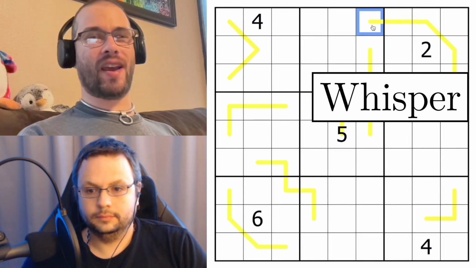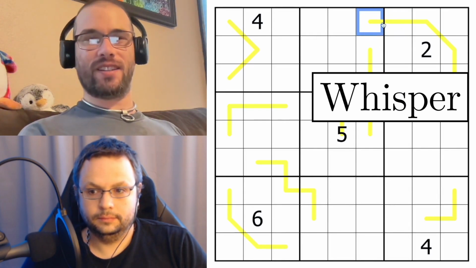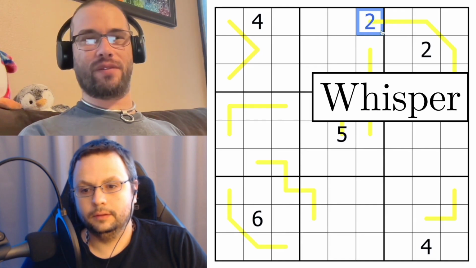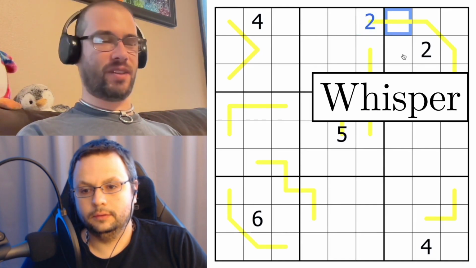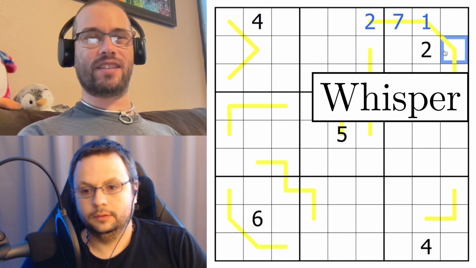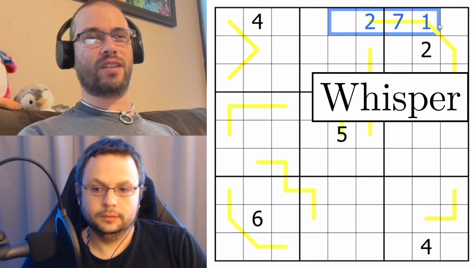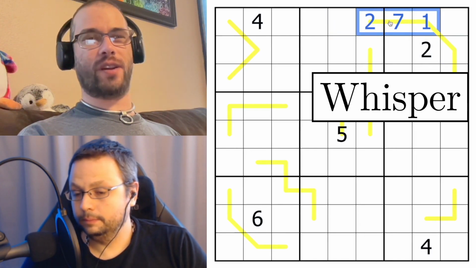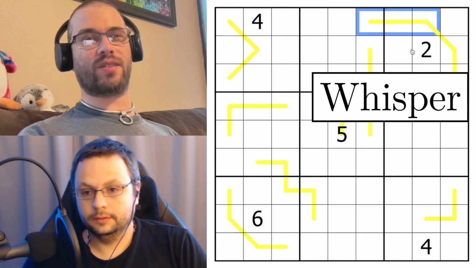The next constraint is a German whispers line, and along a German whispers line, adjacent digits have to differ by at least 5. So if this were a 2, this could be a 7, that could be a 1, and so on and so forth, as long as for each pair of digits, the difference is at least 5.